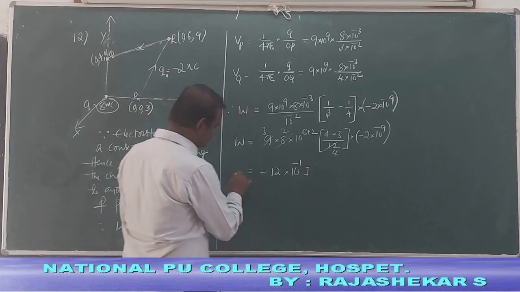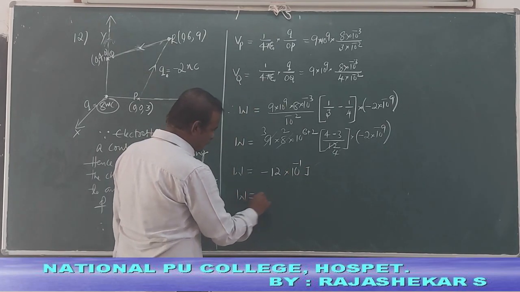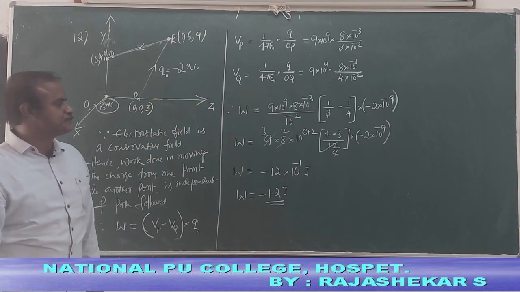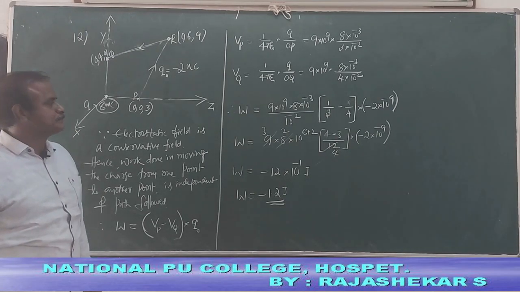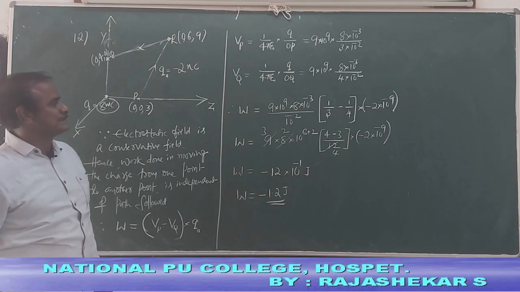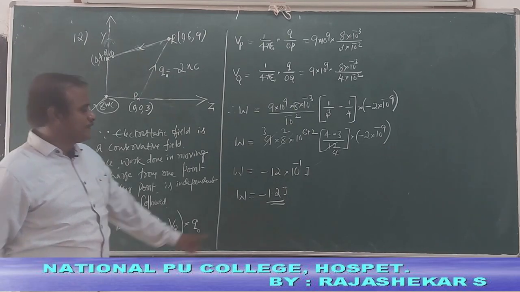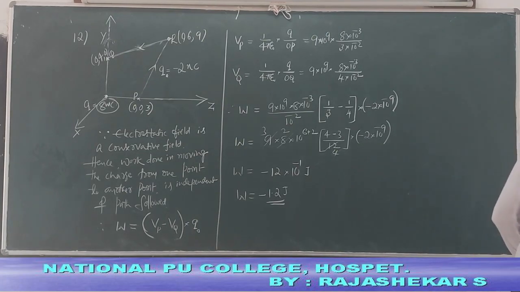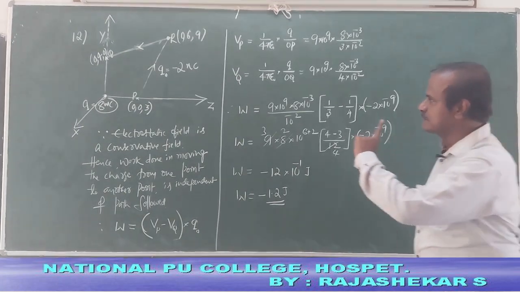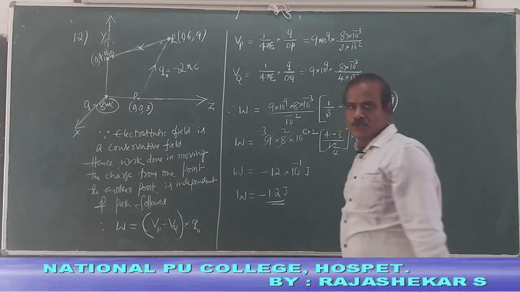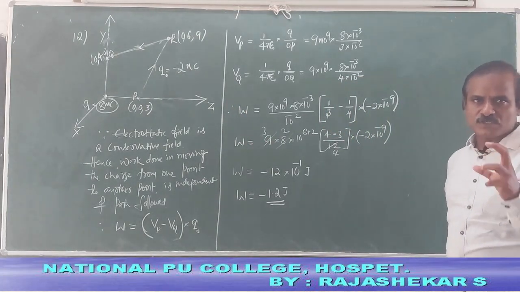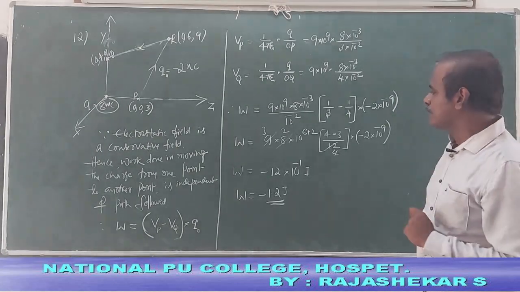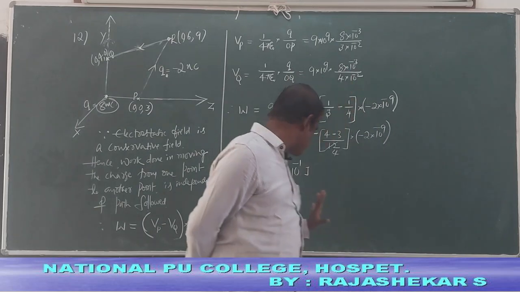joule. This is minus 1.2 joule. This is the final answer, students. Minus 1.2 joule. The minus sign suggests that one is positive charge and one is negative charge. There is a force of attraction between them. The negative sign shows this. If you want the magnitude, it is just 1.2 joule.